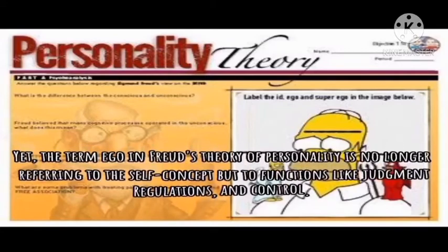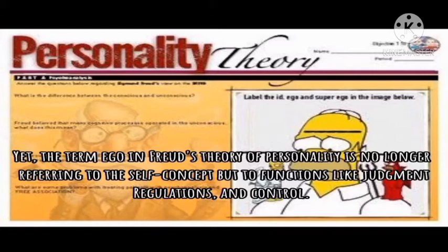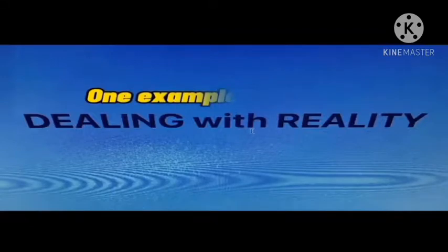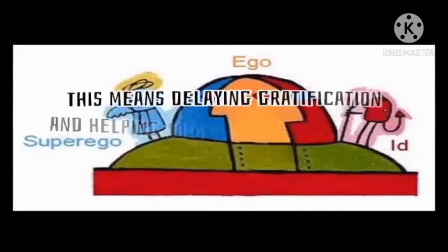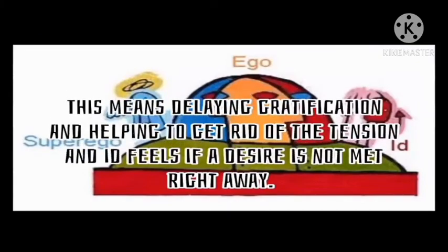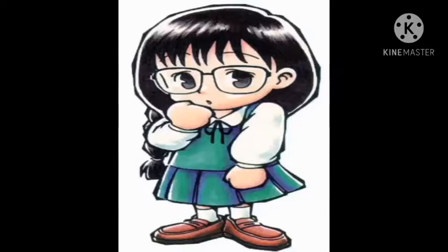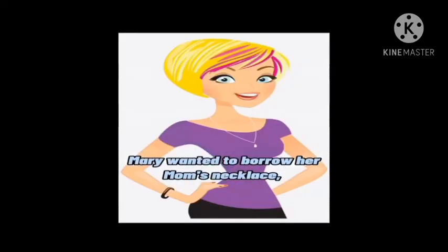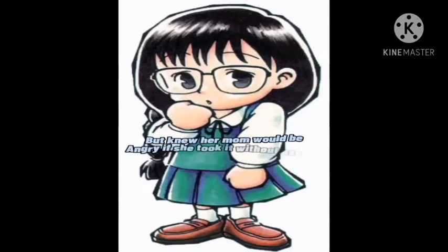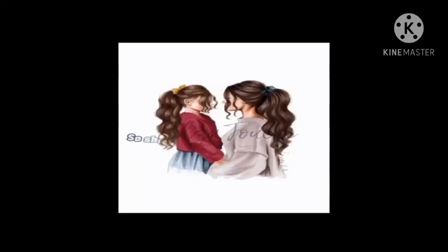Yet the term ego in Freud's theory of personality no longer refers to the self-concept, but to functions like judgments, regulations, and control. One example of ego is dealing with reality. This means delaying gratification and helping to get rid of the tension an id feels if a desire is not met right away. Like Mary really wanted to borrow her mom's necklace, but knew her mom would be angry if she took it without asking, so she asked her mom if she could wear it.